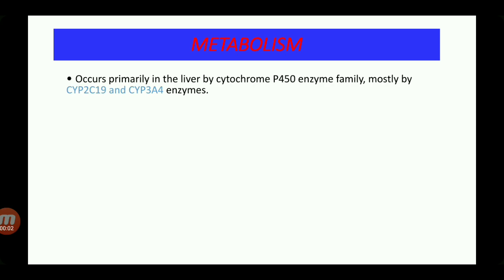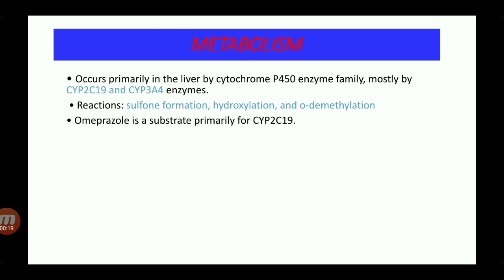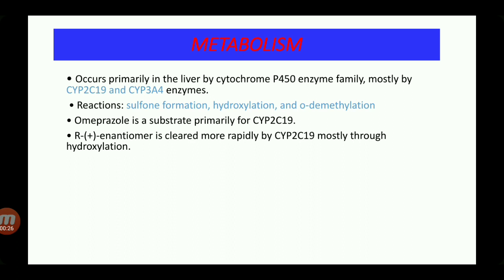Metabolism. Occurs primarily in the liver by the cytochrome P450 enzyme family, mostly by cytochrome 2C19 and cytochrome 3A4 enzymes. Reactions: sulfone formation, hydroxylation, and O-demethylation. Omeprazole is a primary substrate for cytochrome 2C19. The R enantiomer is cleared more rapidly by cytochrome 2C19, mostly through hydroxylation.